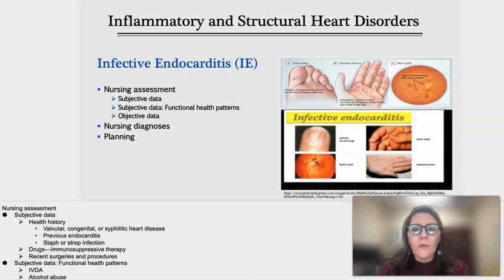The nursing assessment, we're going to look at subjective data. What's their heart disease, previous endocarditis, have they had a staph or a strep infection, which can cause it.